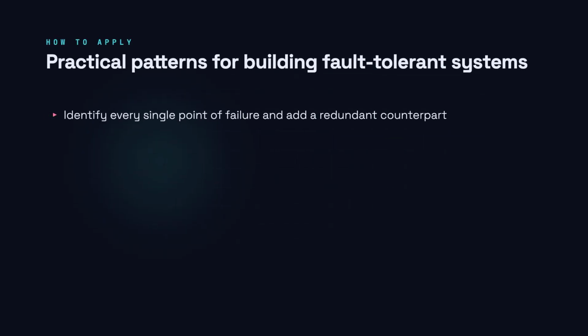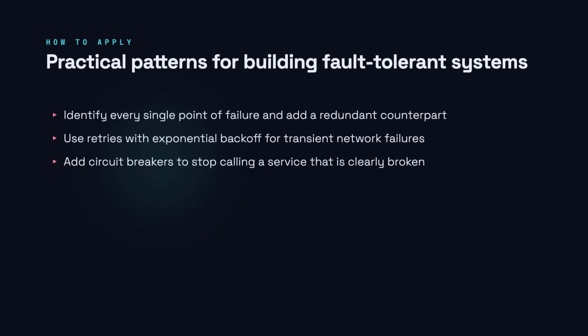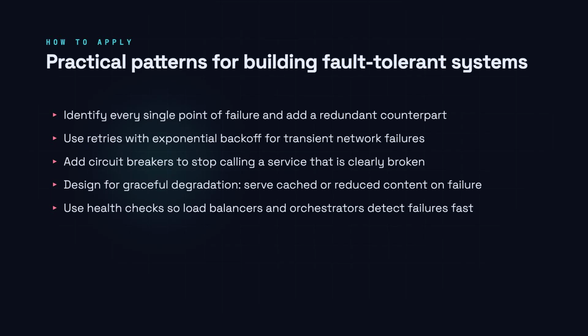Start by mapping your system and asking, if this one component disappeared right now, what breaks? That component is a single point of failure and a candidate for redundancy. Beyond duplication, use retries for brief transient errors, but add a circuit breaker so you do not flood a struggling service with requests. Graceful degradation is especially powerful. Instead of showing an error page when a recommendation service fails, show the page without recommendations. Keep the core working even when the edges are broken.